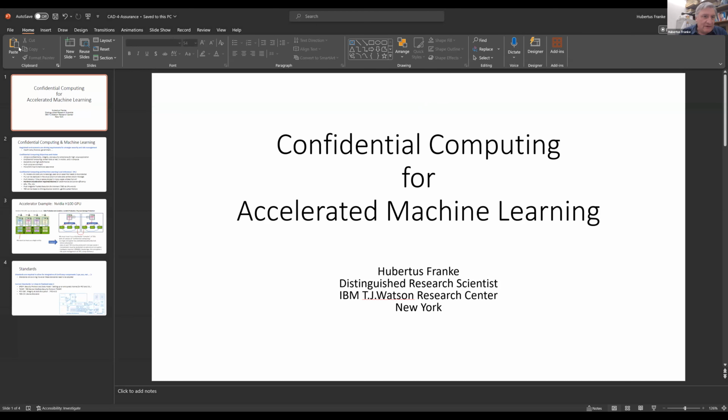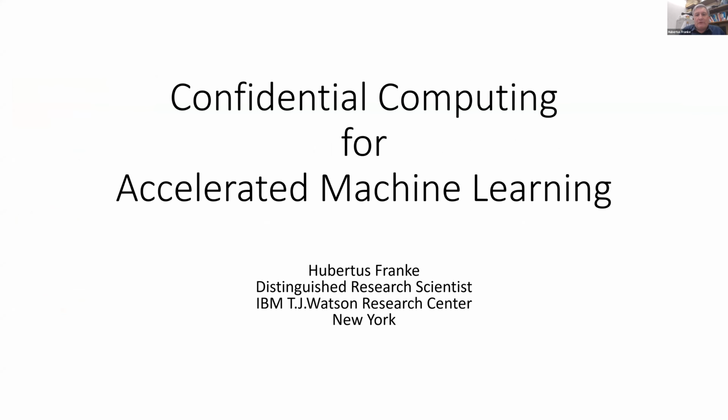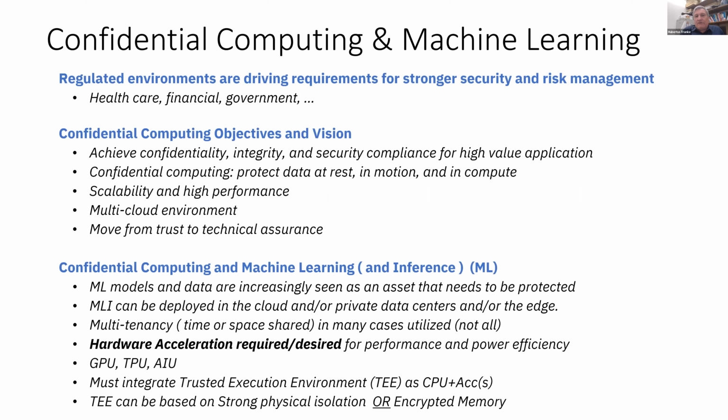Here it is. Okay, so thanks for the introduction. My area currently is confidential computing, and we're looking at accelerated machine learning. So let me go into confidential computing and machine learning. Really, regulated environments are driving new requirements, in particular healthcare, financial, and governments. They're imposing certain constraints on how data has to be handled, and that constitutes how system architecture has been evolving, right?